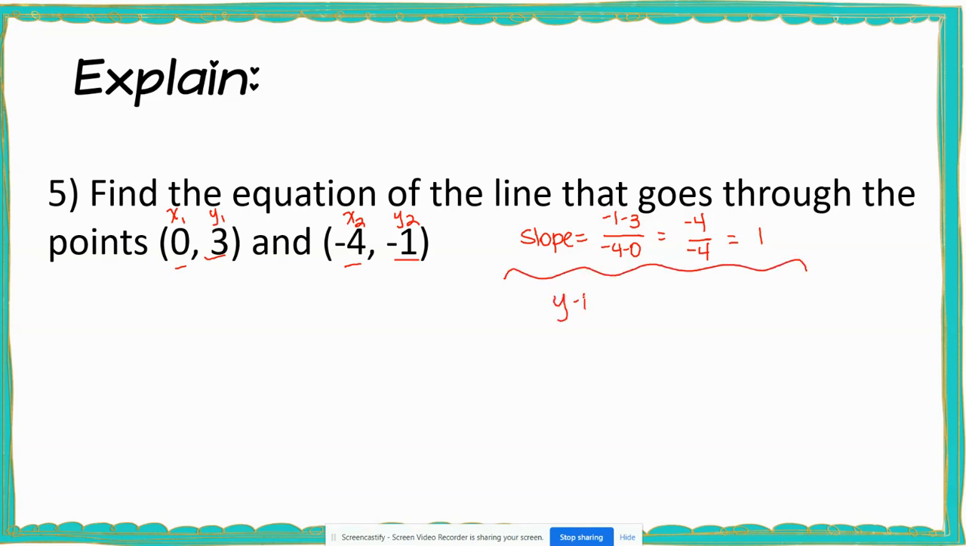Then I need my y-intercept. Well, in this case, it tells me the y-intercept because this is where x is 0. So when x is 0, y is 3, so my y-intercept is 3. Then I use all of that to make my equation, y equals slope times x. Well, that's 1x, which is the same as just x. Then plus my y-intercept. Well, my y-intercept is positive 3, so I'll write plus 3.